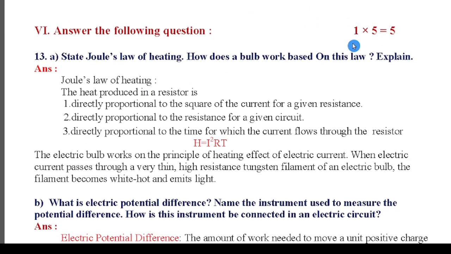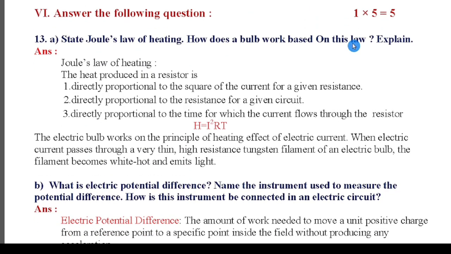And the last question from the physics 5 marks question: state Joule's law of heating. How does an electric bulb work based on this law? Explain. Joule's law of heating means the heat produced in a resistor is directly proportional to the square of the current for a given resistance, directly proportional to the resistance for a given current, and directly proportional to the time for which the current flows through the resistor, that is H equals I squared R T.